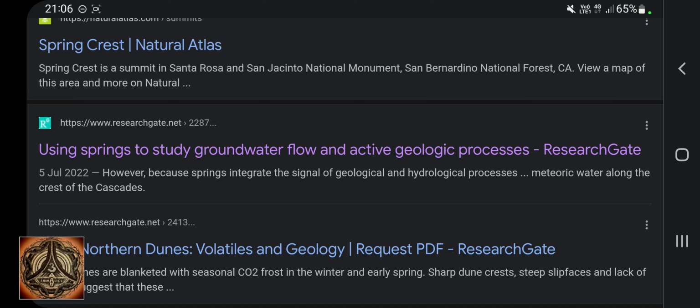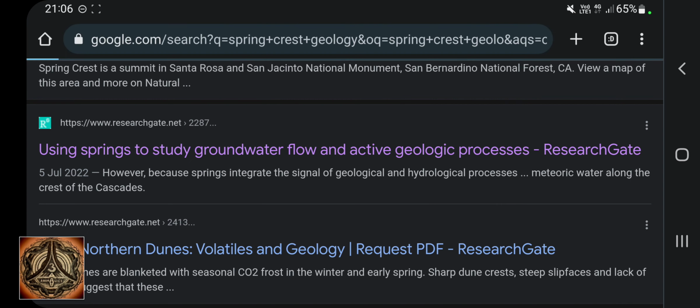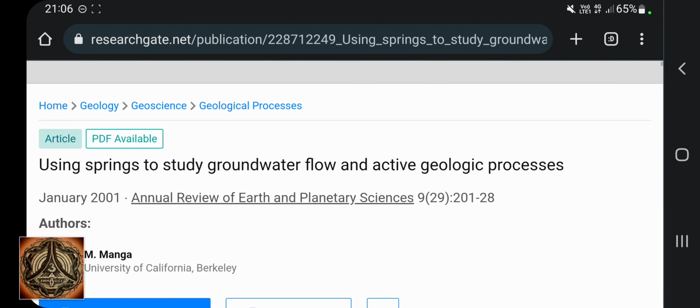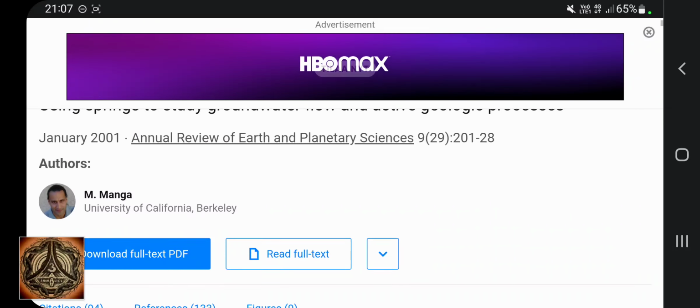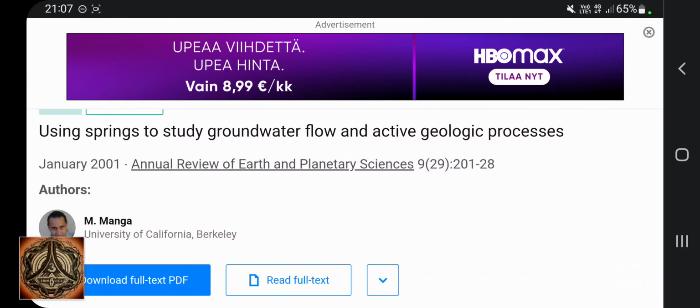I just stumbled across this article here. This one. Yeah, let's try again. This one doesn't look better. ResearchGate, 5th of July 2022. When I clicked on that, it turned out it's already 20 years old. What? Using springs to study groundwater flow and active geologic processes.